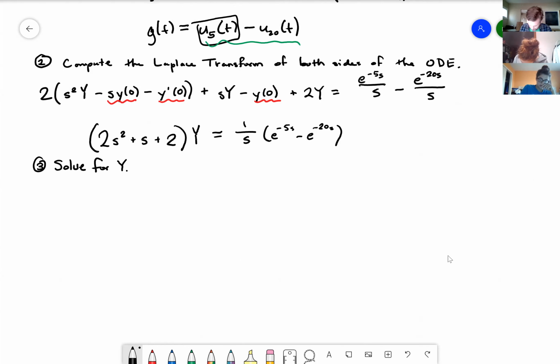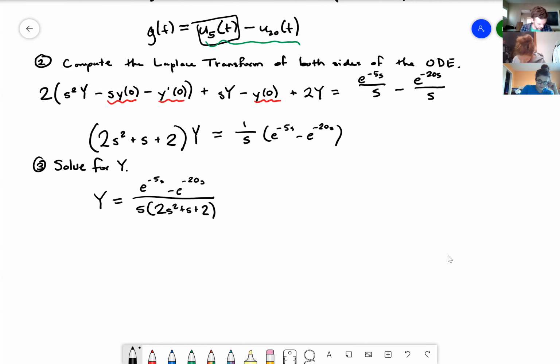Solve for capital Y. Well, this is straightforward. Y is equal to e to the minus 5s minus e to the minus 20s over s times 2s squared plus s plus 2. Now, we want to get the inverse Laplace transform of this. So that would be the next thing that we're trying to do.